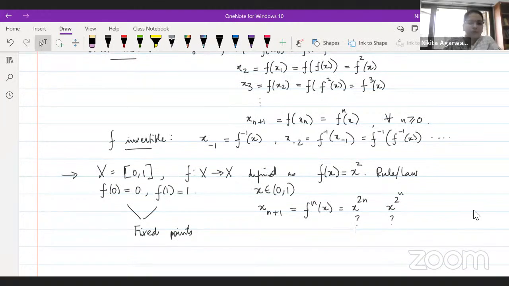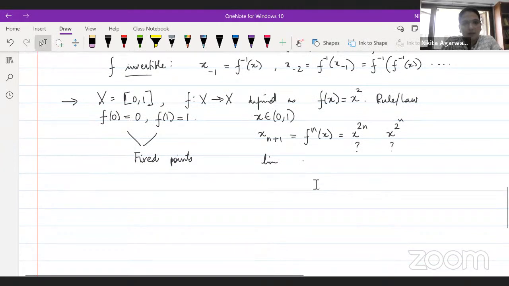But no matter which, in this case, what happens is if I take the limit as n goes to infinity, x_{n+1} is 0, right? So no matter which x I start with on the open interval (0, 1), ultimately I'm going to 0, right? And that's all I care about.